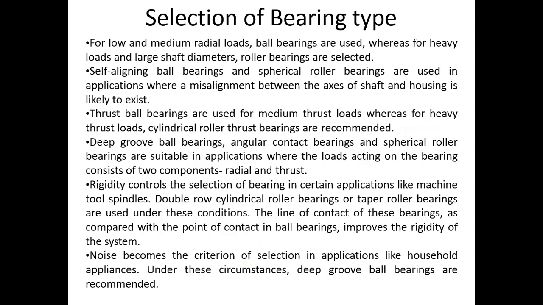For low and medium radial loads, ball bearings are used, whereas for heavy load and large shaft diameter, roller bearings are selected. Why? For low and medium radial loads, the ball bearing is generally used. But for heavy loads and large shaft diameters, ball bearings cannot be used because at high speed or heavy load the balls are thrown out from the races. So roller bearings are used for heavy loads and larger shaft diameters.